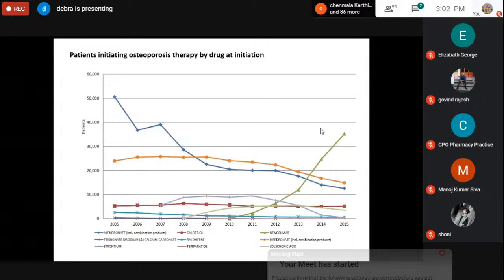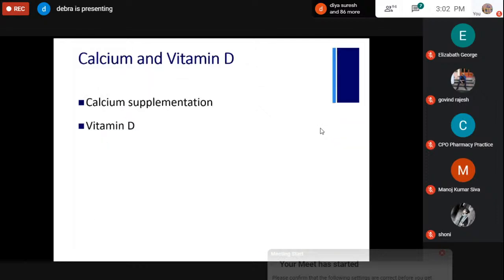I just wanted to show you in Australia how quickly the use of denosumab changed from the alendronate and the bisphosphonates, alendronate and the risedronate. So again, we'd be thinking about the differences in the side effect profile that we might be seeing.